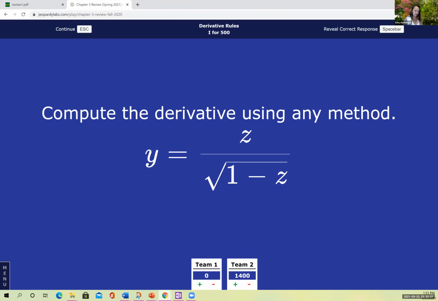So you're computing the derivative using any method of your choice of y equals, this is a quotient, our numerator is z, all over our denominator, which is the square root of 1 minus z. And that 1 minus z is all underneath the radical.